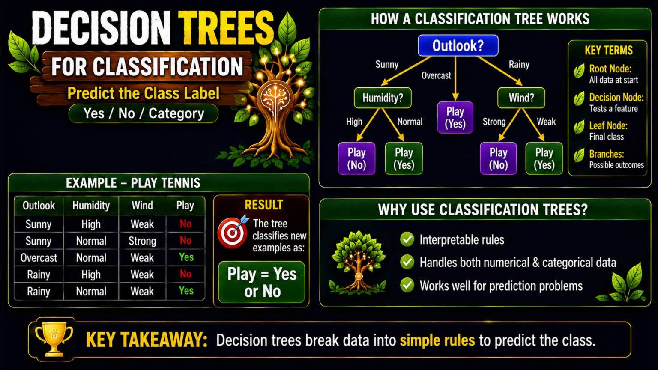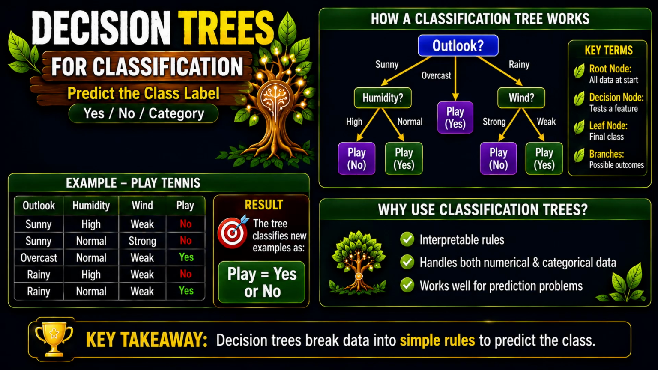If it's sunny and the humidity is high, then you don't play. If it is normal, you play. And then windy, so you come down. If it is strong, you play. If it is weak, don't play. Here we have written it as rainy, but actually it is windy. The result classifies new examples as play, yes or no, by going through the tree.